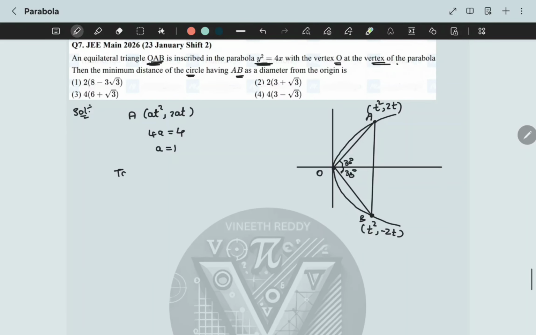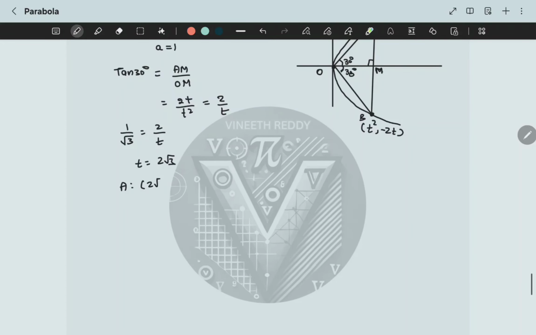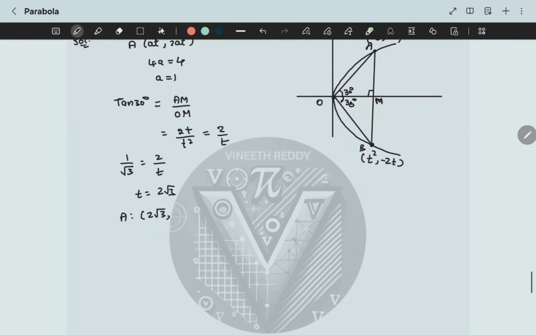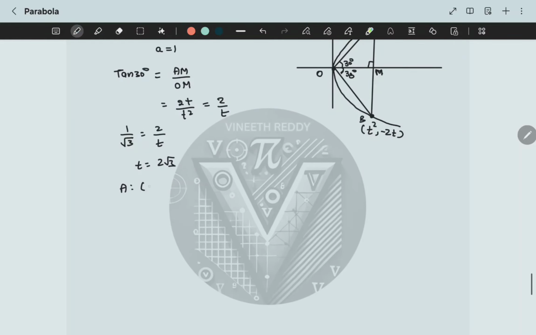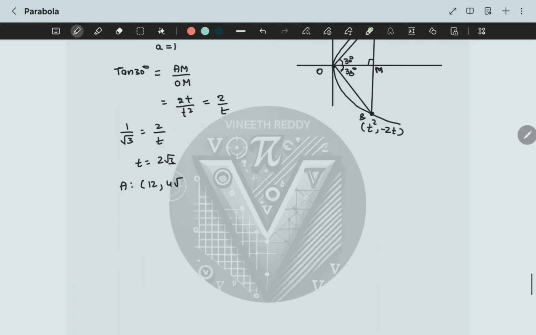As per the question, tan 30 degrees in this triangle OMA will be, opposite side is AM and hypotenuse is OM. So what is the opposite side? I'm sorry, tan 30 is opposite by adjacent. So 2t divided by t square, so this should be 2 divided by t. And what is tan 30? 1 by root 3. So we get t as 2 root 3. That means coordinates of A will be 2 root 3 square, which is 4 into 3, 12, comma 2 into 2 root 3, that should be 4 root 3. Coordinates of B will automatically become 12 comma minus 4 root 3.